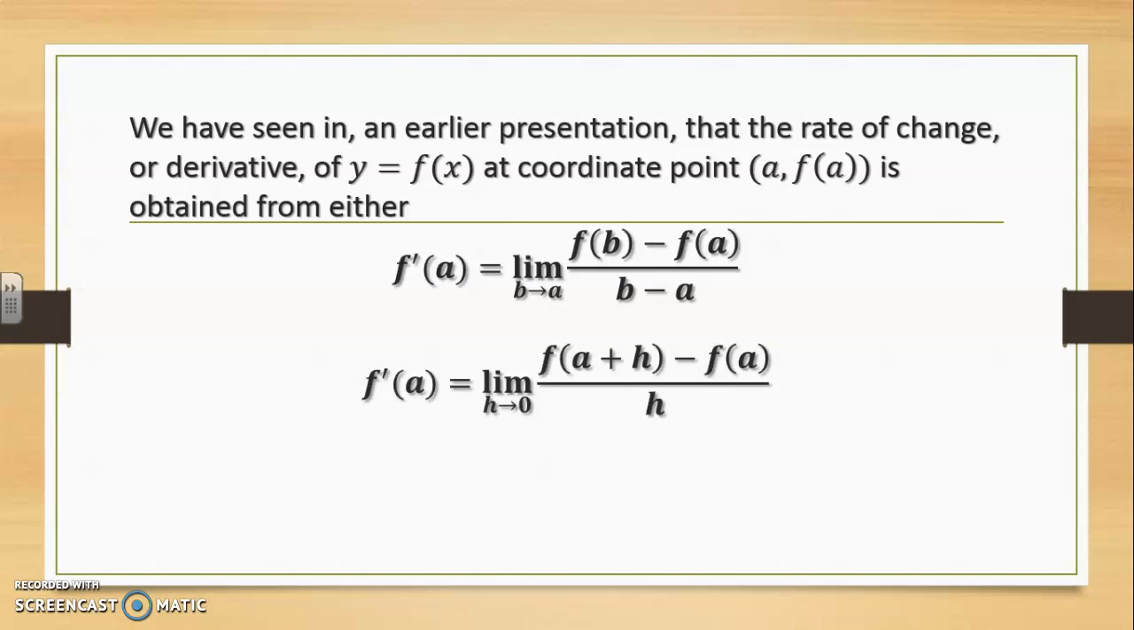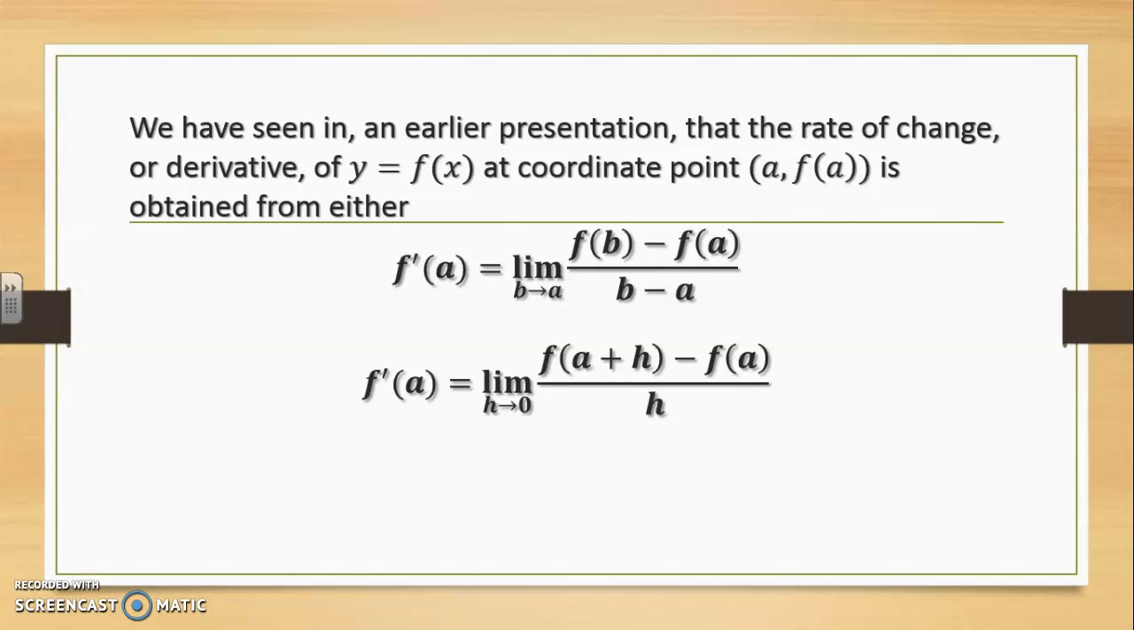Or the alternative limit definition of the derivative, where h, which represents the separation between 2 points, is becoming closer and closer to 0. The numerator, f of a plus h minus f of a, still represents the change in y, over h, which is still the change in x.